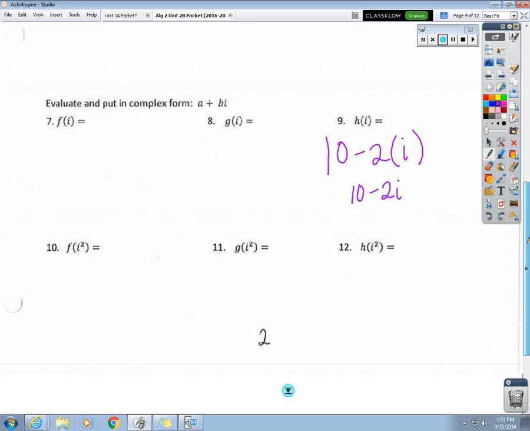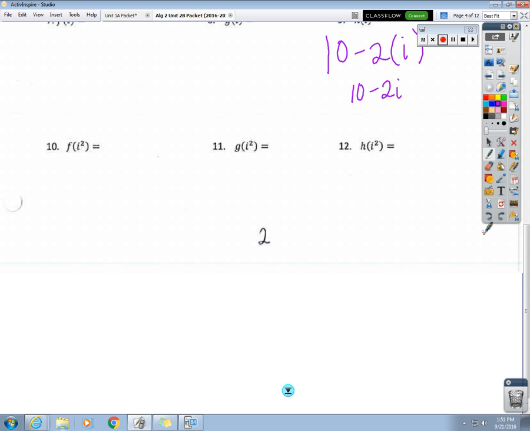Now let's look at number 10. F of i squared. What does the f function look like? Okay, but they've told you instead of x to replace it with an i squared. Well, what do we know about i squared? So isn't this basically 3 times negative 1 minus 8? What is 3 times negative 1? So here we go. 3 times negative 1 is negative 3, minus 8, negative 3 minus 8 is negative 11. Did y'all get that? Yes, ma'am.